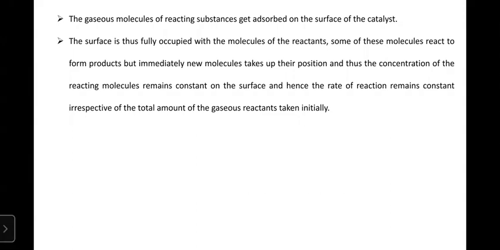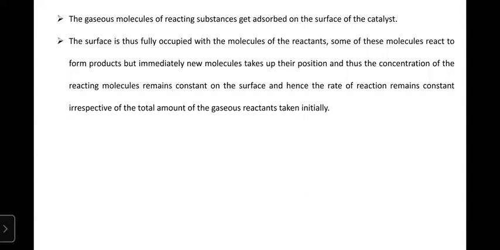So what happens then? The surface is thus fully occupied with the molecules of the reactant. Some of these molecules react to form product, but immediately new molecules take up their position, and thus the concentration of the reacting species remains constant on the surface. So be careful, just note this point carefully.